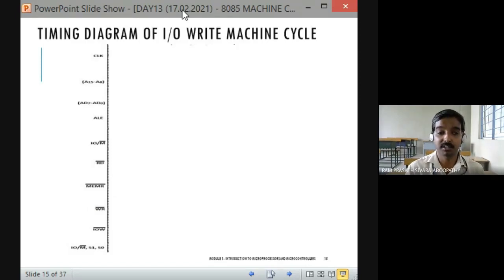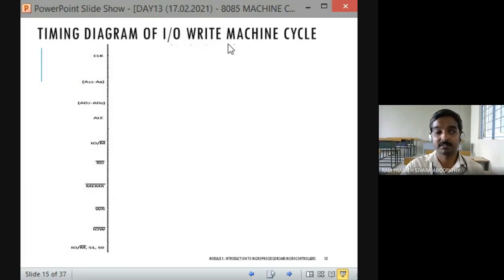IO read machine cycle. I am going to give seminar to some of you. Yes, write bar signal here we mentioned. Actually, the read bar signal is not going to play anything. As it is IO write machine cycle, RD bar memory read bar is going to be inactive. We have included it in the timing diagram. Actually, these 2 signals are not going to involve during this operation.